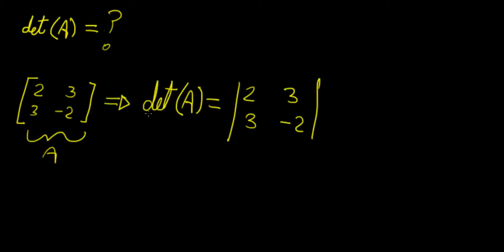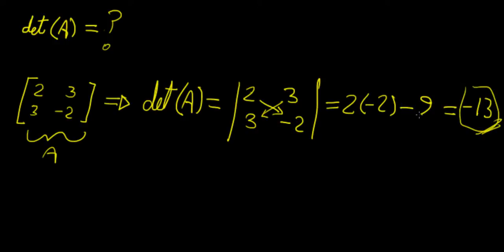To calculate this quantity, we're going to cross multiply elements. We multiply this element by that element, and we subtract the product of the other two. So we have 2 times minus 2 minus 3 times 3, which is 9. This gives us minus 4 minus 9, that's minus 13. As you can see, the determinant of this matrix is just a numerical value. This is a very important concept because when it comes to finding the inverse of a matrix, we will need to calculate the determinant in order to calculate that inverse.